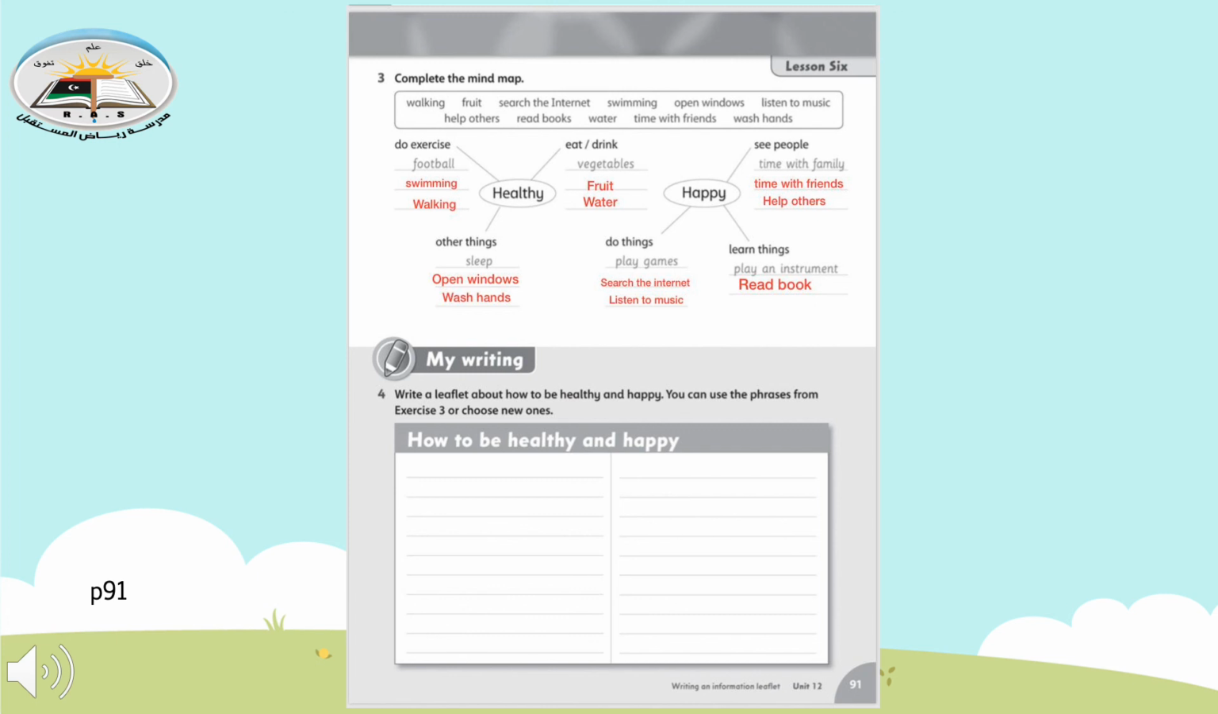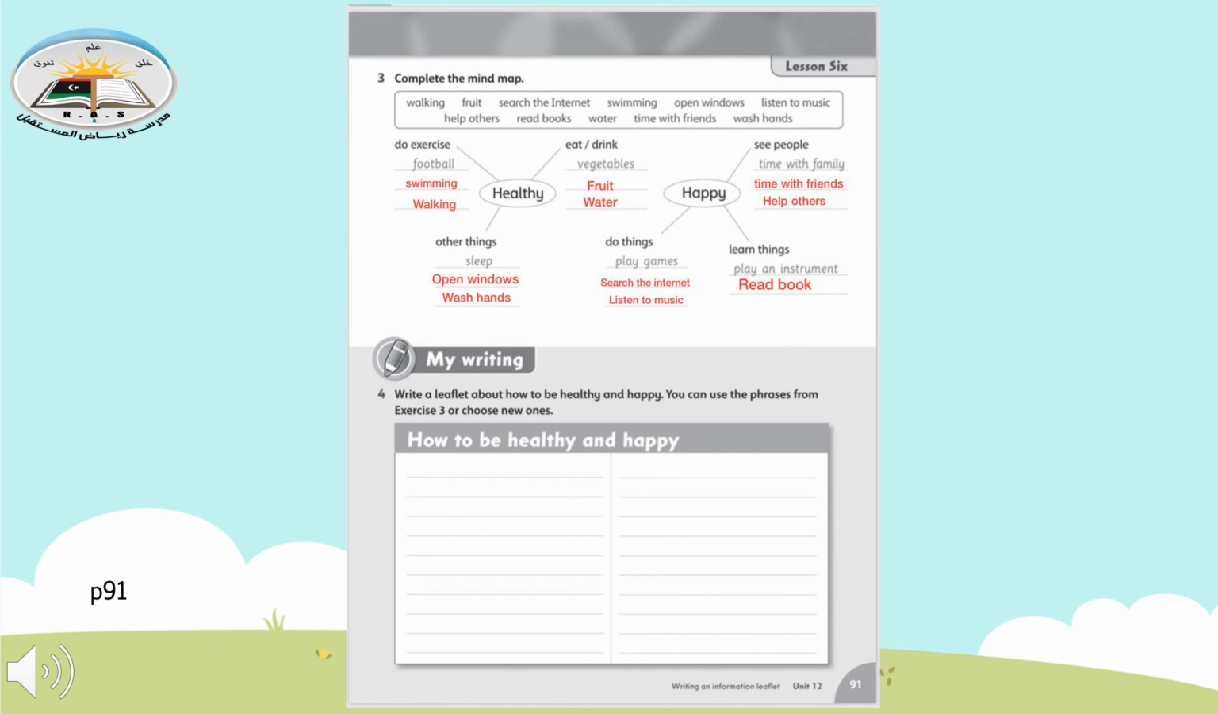The healthy map, the first thing we have, do exercise. So we need to put some exercises under do exercise. Our first exercise is football. Our second exercise is walking. Our third exercise is swimming. Now next in our healthy map, we have eat, drink. So we look for healthy things to eat and drink and put them under eat and drink. The first thing is vegetables. The second is fruit. The third is water.